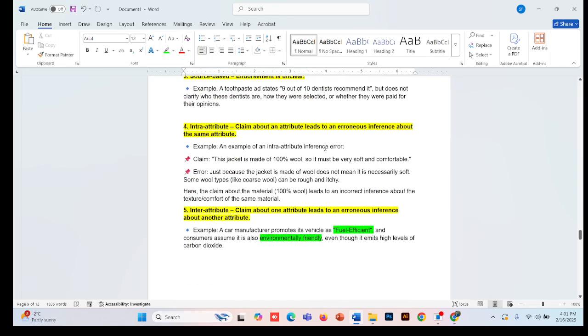The fourth, last one is inter-attribute. What does it mean? It means that claim about one attribute leads to an erroneous inference about another attribute. Here, advertisers focus on one feature, but consumers strongly believe and develop another; consumers wrongly believe the benefits of another feature. So this is what happens in the inter-attribute deception. So we'll now deeply look at it.